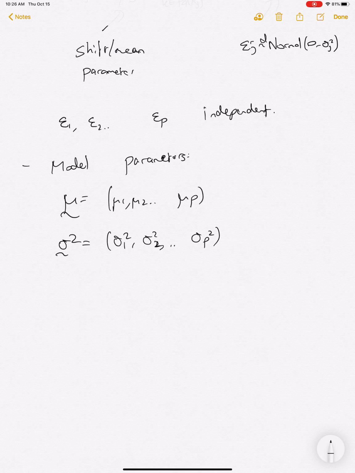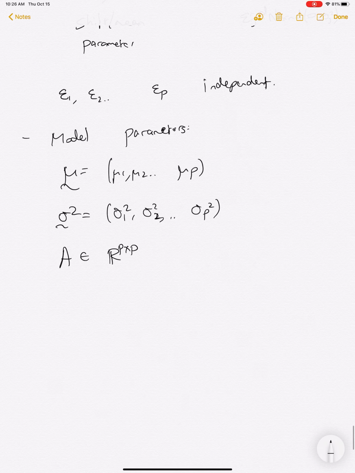And then we're going to have this matrix, I'm going to say A, which is in R to the p by p, okay? And we're going to say that A_kj is just equal to a_kj. So we can write this in matrix vector form like this.